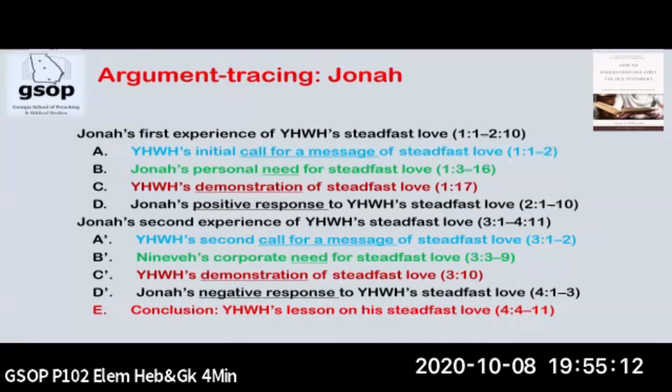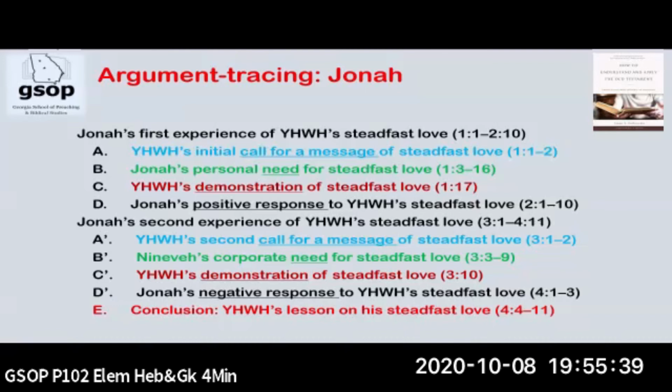What is Jonah doing? He's praying to God. Chapter 2, verse 2: I called out of my distress to the Lord, and he answered me. I cried for help in the depth of Sheol, you heard my voice, and so forth. You're going to do a sermon, you need to have your act together, not like me. And so he responds to God's steadfast love in a positive way.